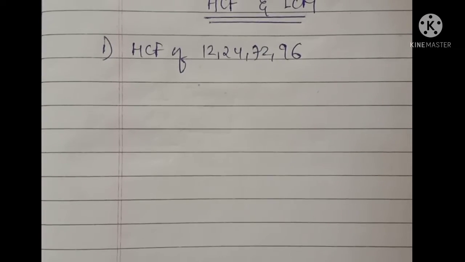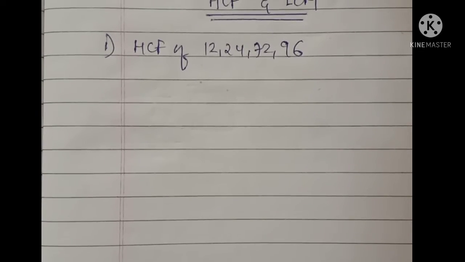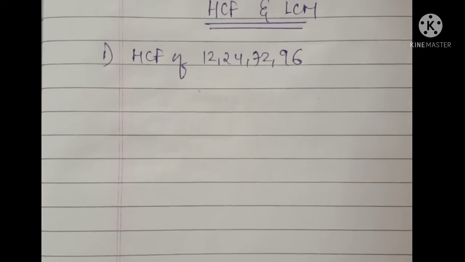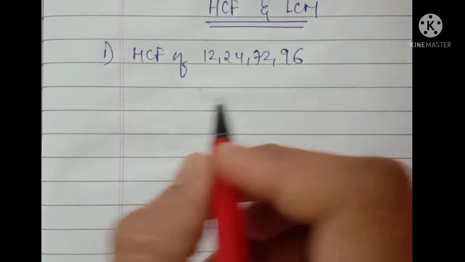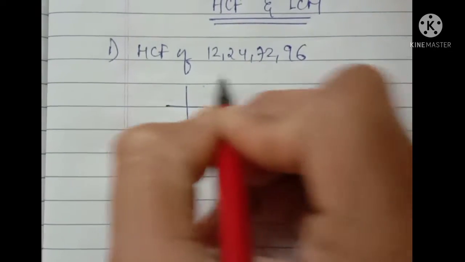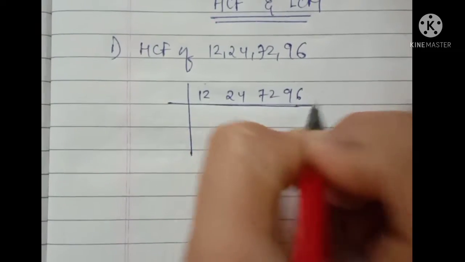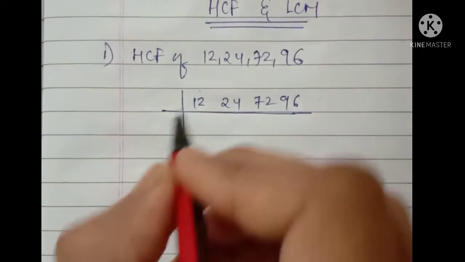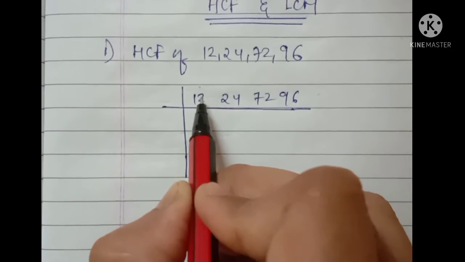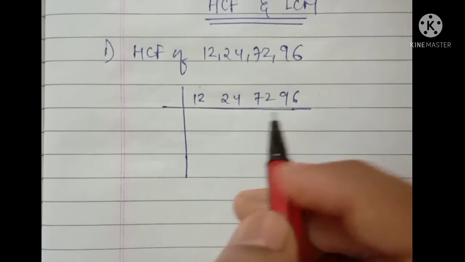The question given is basically you need to find the HCF of the given numbers: 12, 24, 72 and 96. So we'll see now how to start with this. Just draw like this, write down all the numbers given, and you need to find the HCF of this. You can see that 12 is common, right? 12, 24, 72, it is a multiple of 12, right?